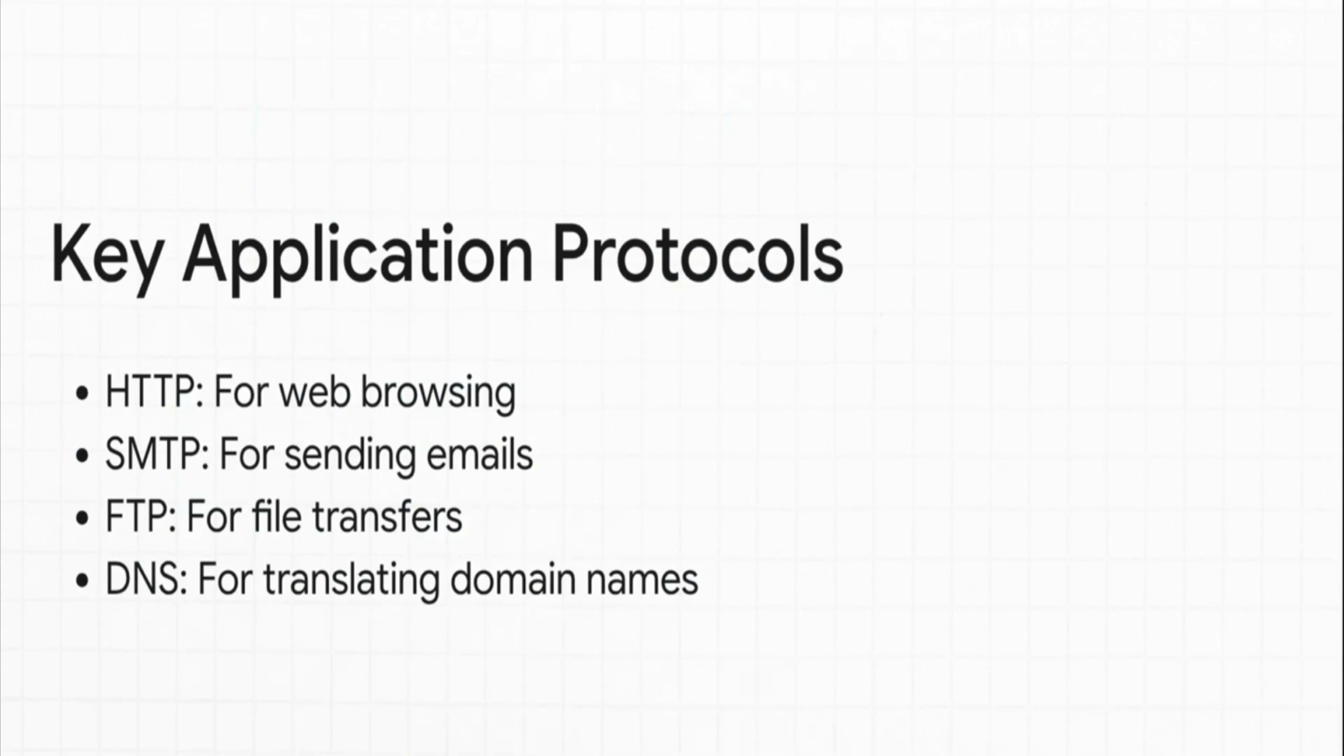And here are the rock stars of layer 7, the protocols you absolutely positively have to know. When you're surfing the web, your browser is using HTTP. When you send an email, that's SMTP doing the work. And DNS? DNS is basically the internet's phone book. It translates a simple name you can remember, like google.com, into an IP address that the network actually understands.